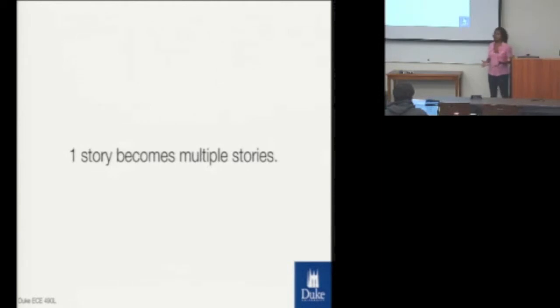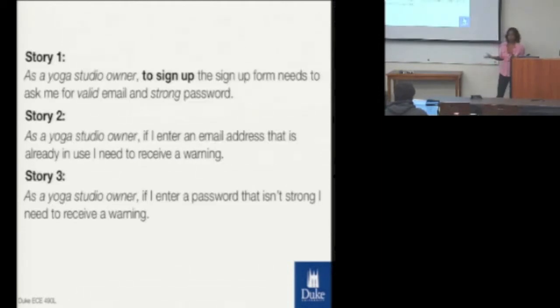So what ends up happening is that the one story we had becomes multiple stories. So it looks something like this. We've got one story that says, as a yoga studio owner, to sign up, the sign-up form needs to ask me for a valid email and a strong password. Okay, we covered that. Second, as a yoga studio owner, if I enter an email address that is already in use, I need to receive a warning, right?